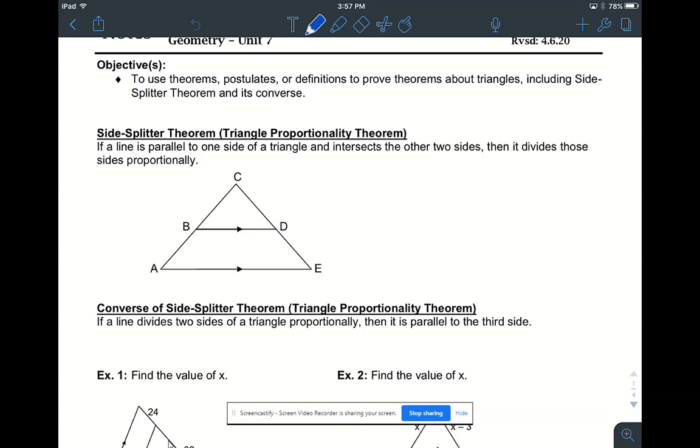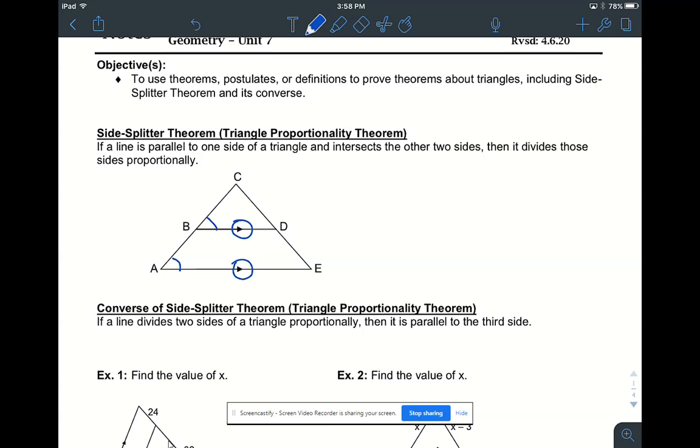So this happens whenever you take a triangle and you basically cut through it and you split the sides into two proportional pieces. The thing you have to pay attention to is the parallel markings. You need to have parallel markings or something like corresponding angles in order to show that the lines are parallel in order to create proportionality within the theorem.